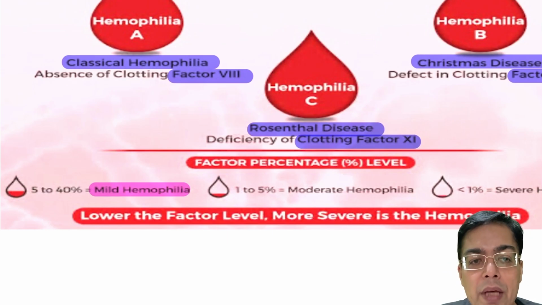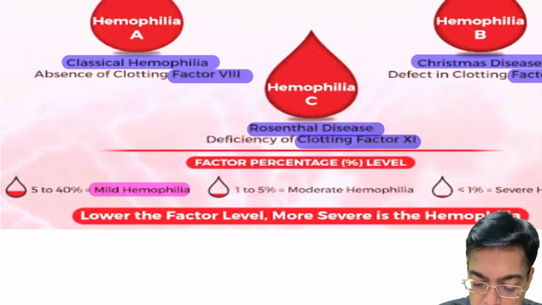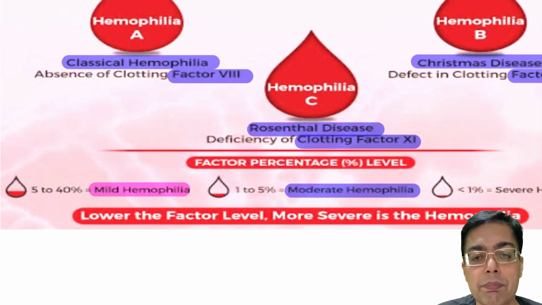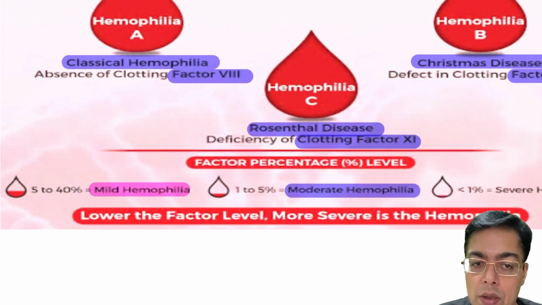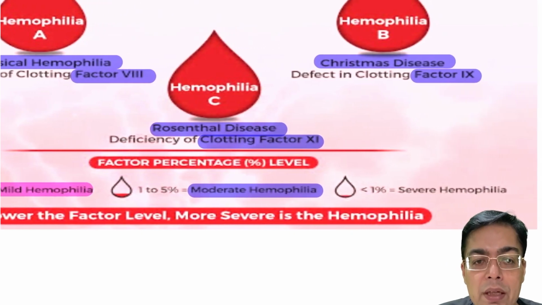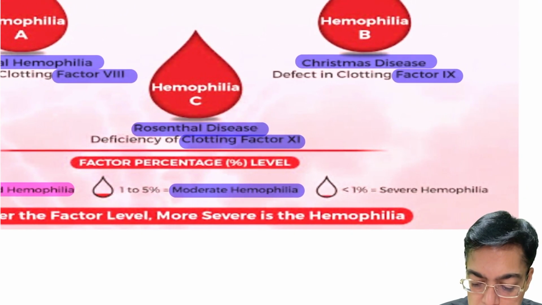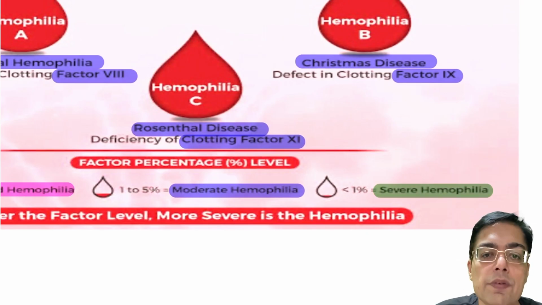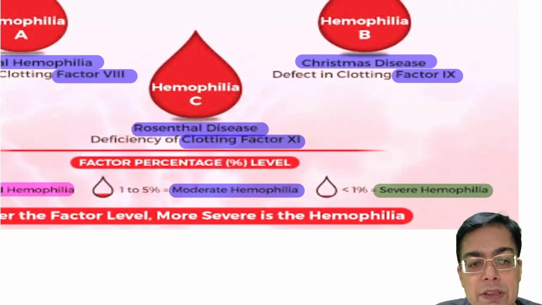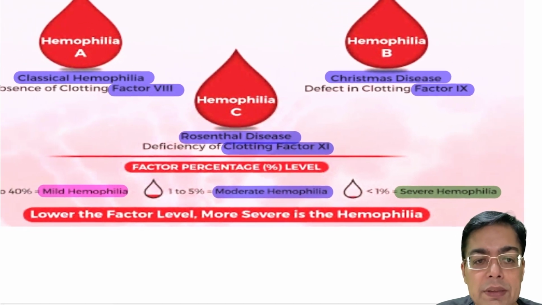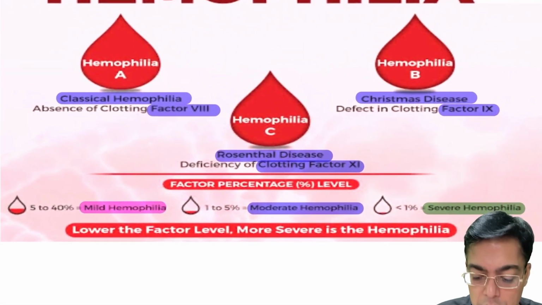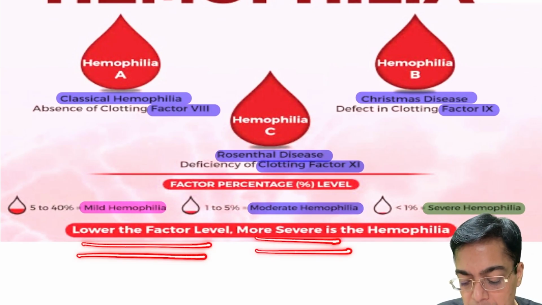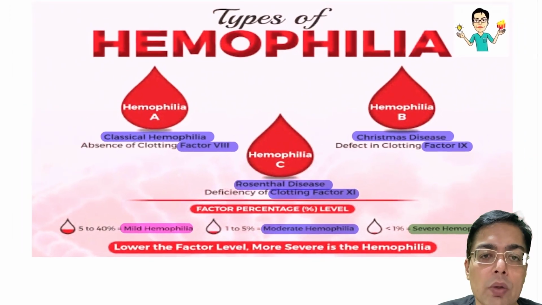But if a person has a level in the range of 1 to 5%, it is called moderate hemophilia. That means the bleeding is going to be relatively much more severe. But if people have a deficiency of a clotting factor because of which the level of the clotting factors is less than 1%, then it is given the name of severe hemophilia. These are the patients who have more trouble, simply because the lower the factor level, the higher the chance of bleeding, and therefore the more severe the hemophilia. So that is what we need to remember over here.